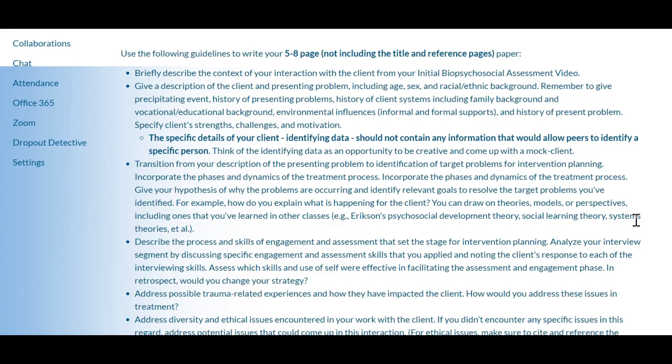For example, how do you explain what's happening for the client? You can draw on theories, models, or perspectives, including ones that you've learned in other classes. So you can include Erikson's psychosocial development theory, social learning theory, systems theories. In terms of perspectives, you can use the strengths perspective. You can use the person and environment perspective. So make sure to differentiate between theories and perspectives.